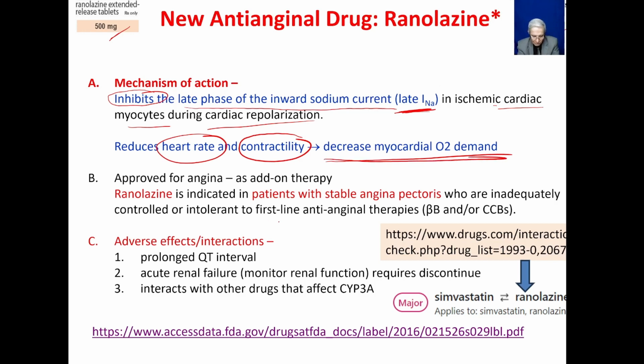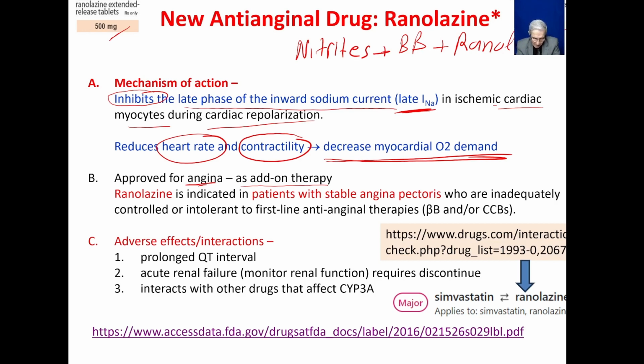Ranolazine is approved for angina as add-on therapy. What that means is the patient will be placed on a nitrate, for example, and the patient still suffers from chest pain and symptoms. We can add a beta blocker, but if the symptoms remain, we can add ranolazine. So we have several options here.